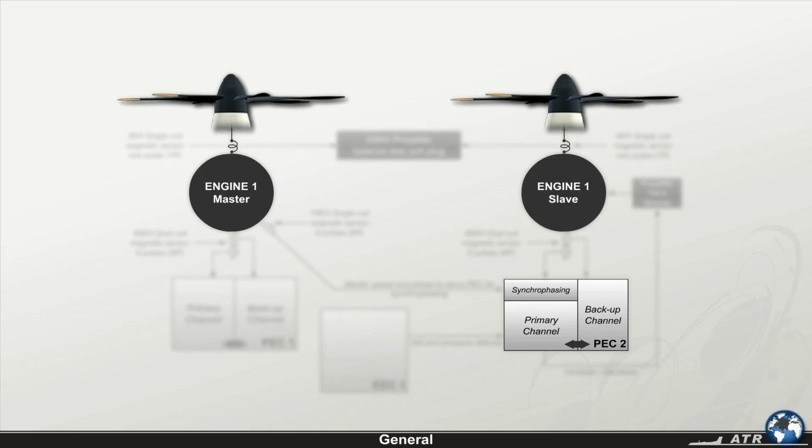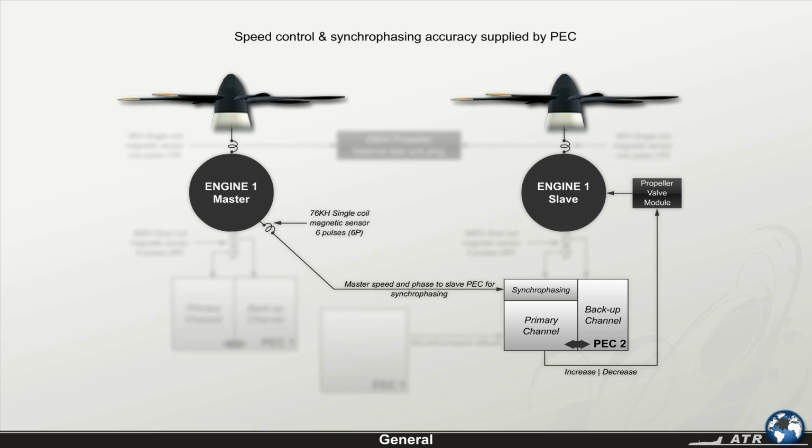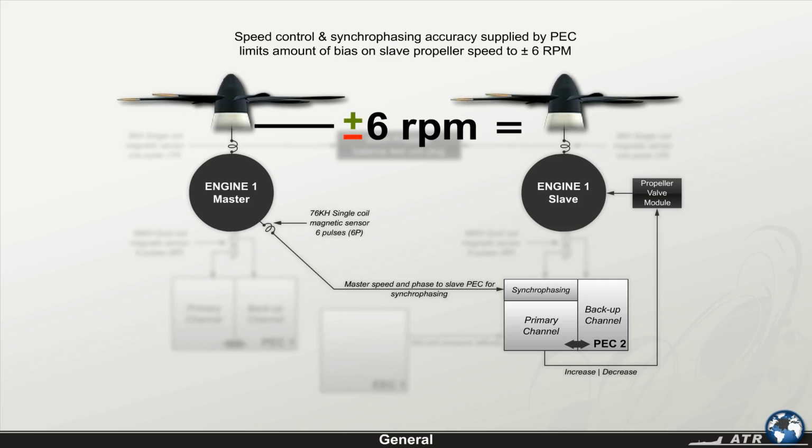The master propeller incorporates an additional single-coil pulse generator to supply its propeller speed signal to the PEC2. PEC number 2 then sends a signal to its PVM to readjust the blade angle of the slave propeller. Speed control and synchrophasing accuracy supplied by the PEC limits the amount of bias on the slave propeller speed to plus or minus 6 RPM.